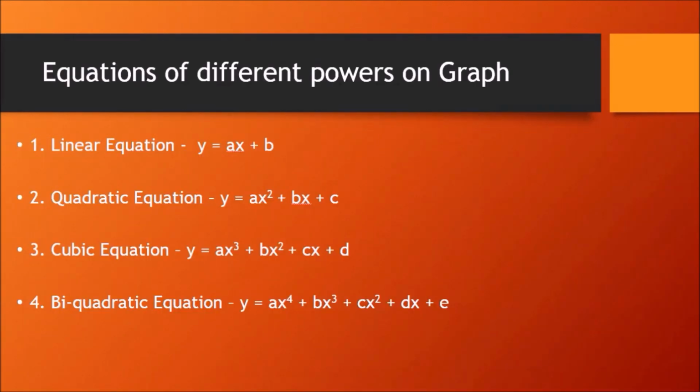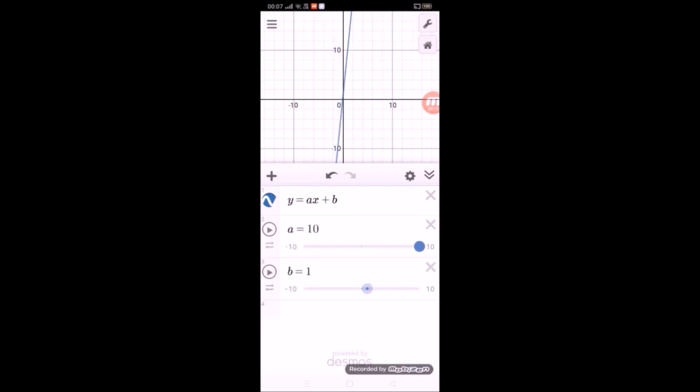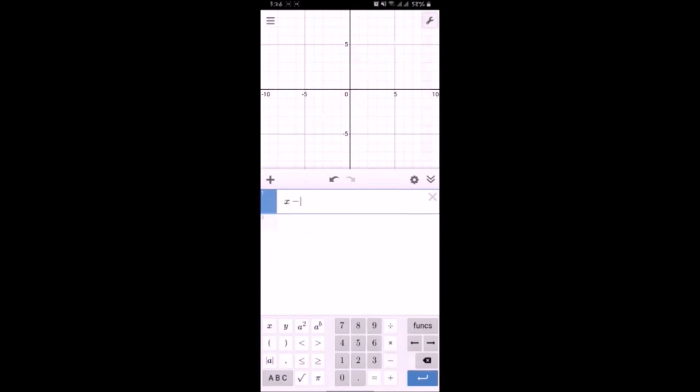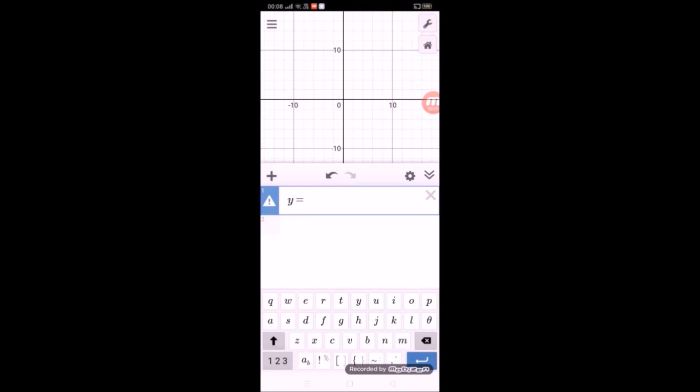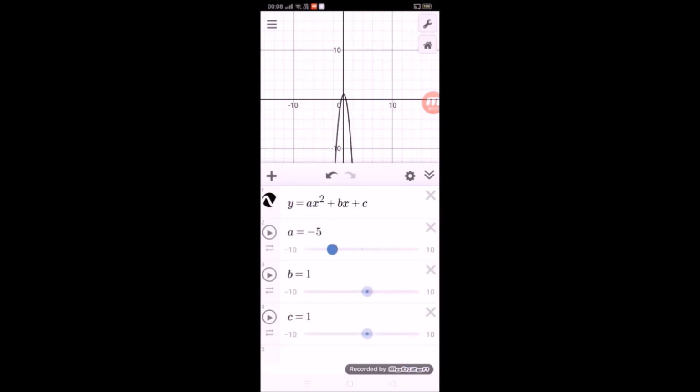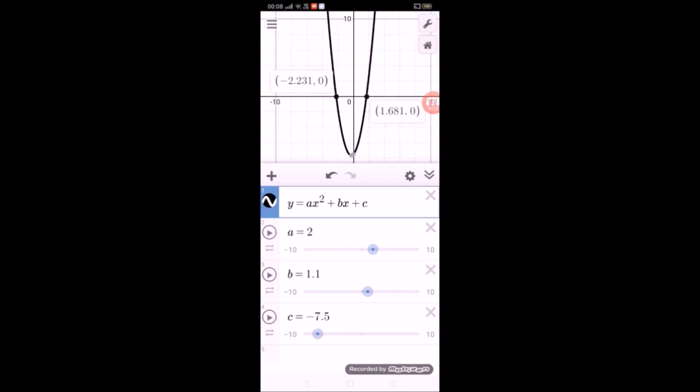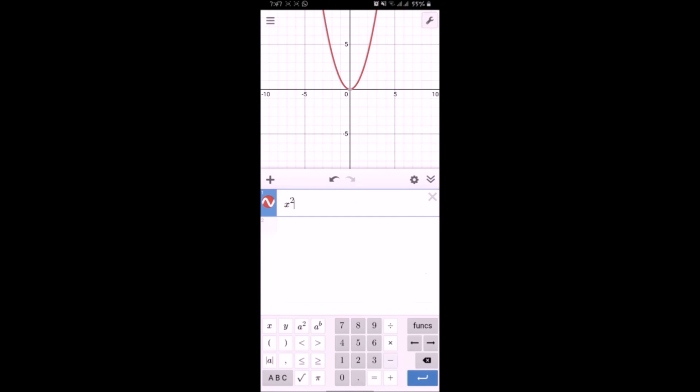An equation of power 1 is called a linear equation, and the standard form of a linear equation is y is equal to ax plus b. Here is an example of a linear equation. An equation of power 2 is called a quadratic equation, and the standard form of a quadratic equation is y equal to ax squared plus bx plus c. And here is an example of a quadratic equation.